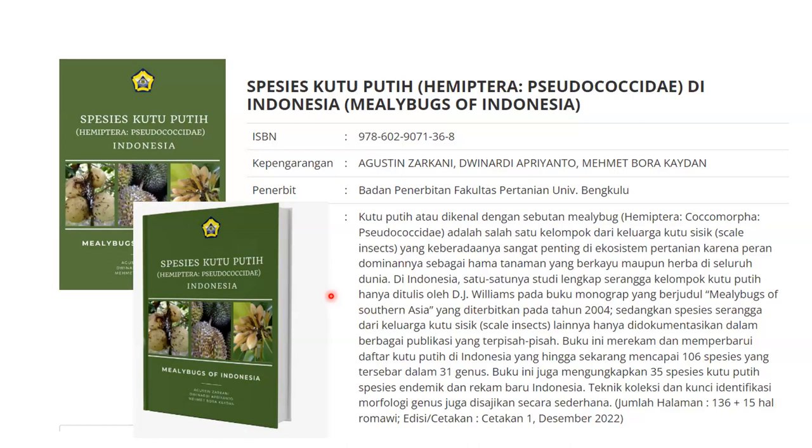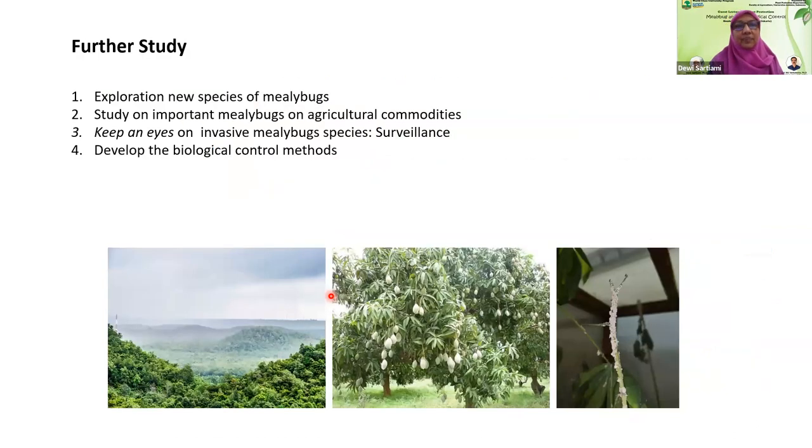There is a lot of information inside this book, and we can start many new researches and new studies. Hopefully, because we are scientists, we would like to solve the problem caused by this pest. For my last point, we can still explore our countries for a lot of new species of mealybugs. We can go to the forest, or maybe deep near the root. Sometimes we miss that, or we didn't know it, but the mealybugs are in the root.